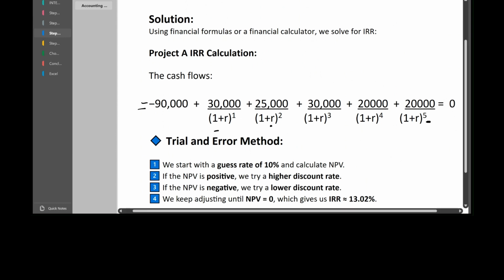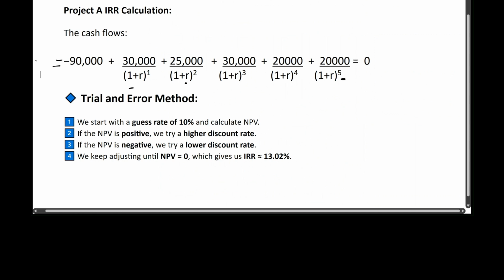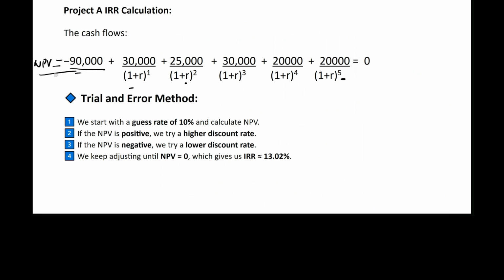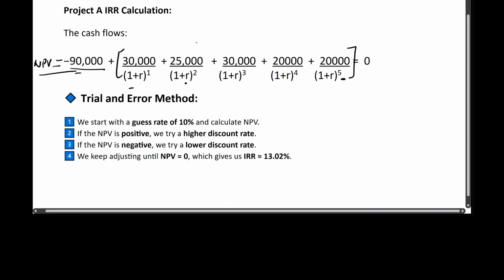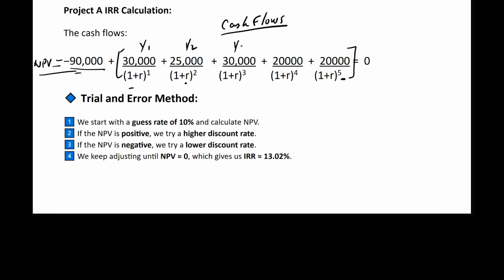This expression is going to be the NPV. This is your initial investment, $90,000, and this is all the cash flows, year one, year two, year three, year four, year five. This is for your project A.